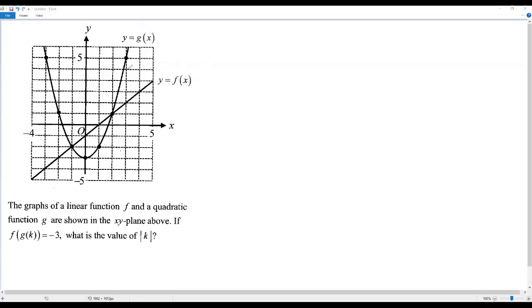So here on this xy plane, we have two graphs. One is for the function g of x and the other one is for the function f of x. And we have the information that f of g of k equals -3, and we have to find the value of the absolute value of k.